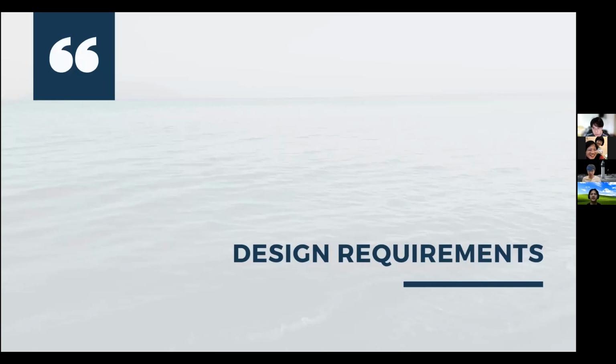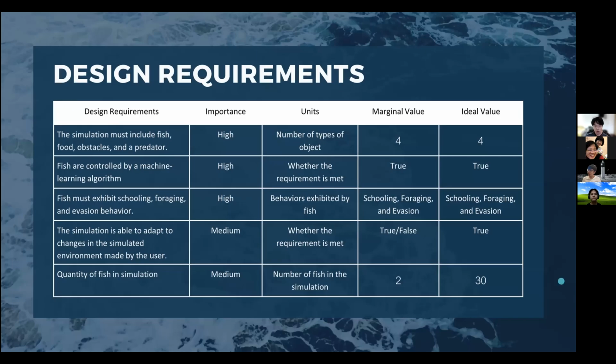Next, let's take a look at our design requirements. The most critical requirements, those without which the simulation will not be complete, are that the simulation must include 4 types of objects: fish, food, obstacle, and predator. Fish must be controlled using a machine learning algorithm, and fish must exhibit 3 behaviors: schooling, foraging, and evasion.